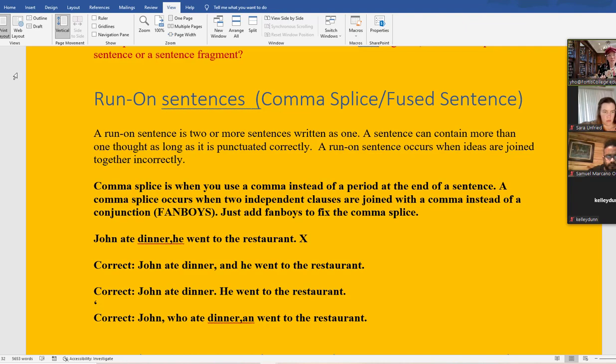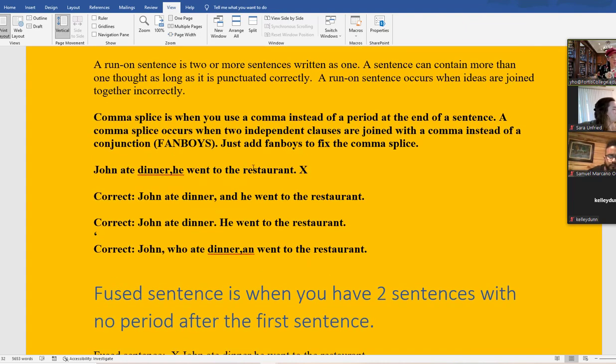If I say "Robert eats steak, Mary eats salad," and you put a comma there, that's a comma splice because you're putting a comma there unnecessarily, okay? The way to fix it is you have to have a comma and a conjunction, or you put a period. So here you have "John ate dinner, he went to the restaurant." That's a run-on sentence and that's a comma splice because here you're using the comma unnecessarily. So correct would be "John ate dinner, and he went to the restaurant," or "John ate dinner. He went to the restaurant."